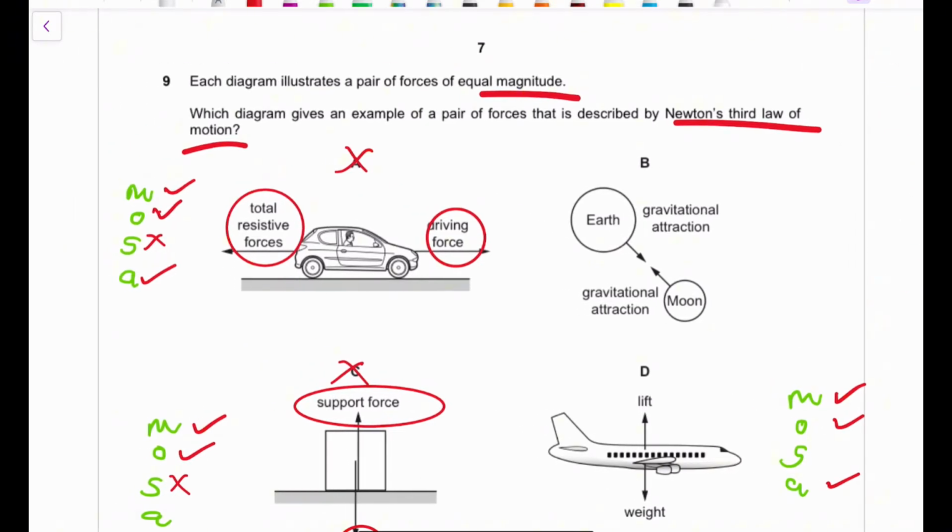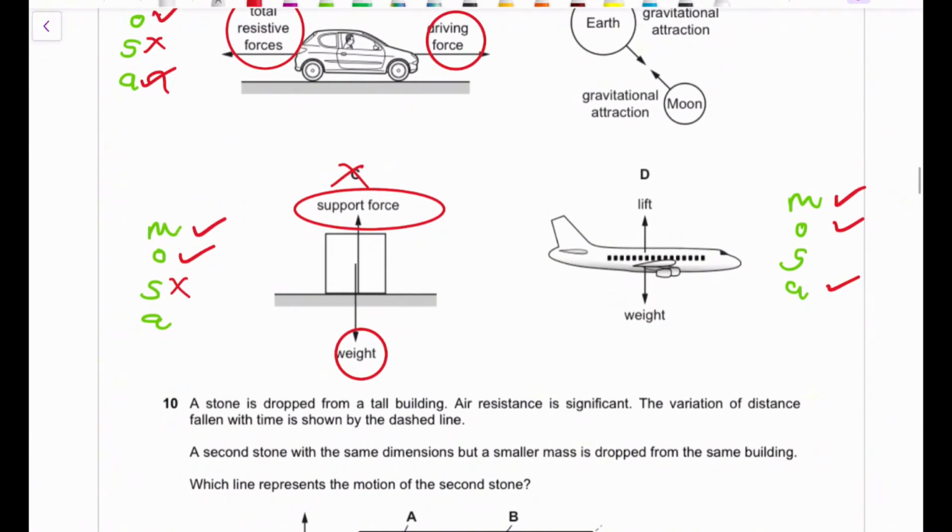So if you start with A, like I've said, let's look at A. Do they have the same magnitude? They do. Are they opposite in direction? They are, right? One is forward, one is backwards. Are they of the same type? They're not, because one is a driving force and the other is a resistive force. Are they acting on different bodies? They're not. So A is wrong in that regard.